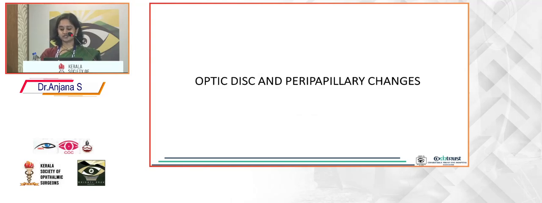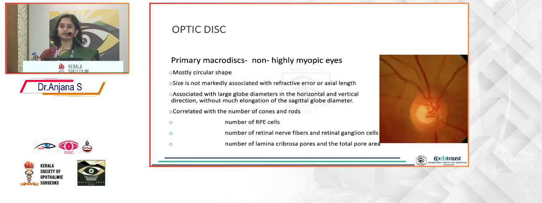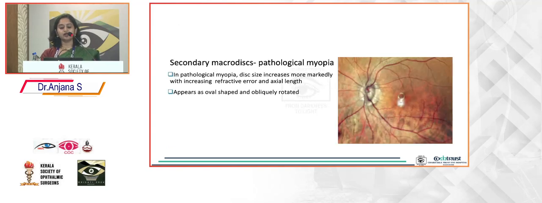Now coming to the optic disc and peripapillary changes, basically we have two types of macro discs in myopic eyes. The first is the primary macro disc occurring in non-highly myopic eyes, and these are mainly circular in shape. The size is not markedly associated with refractive error or axial length. These eyes do have large globe diameters, mainly in the horizontal and vertical direction, without much elongation in the sagittal globe diameter. The large disc size is because of an increase in the number of rods and cones, the number of RPE cells, the number of nerve fiber layers and ganglion cells, and the number of lamina cribrosa pores and the total pore area. Now coming to the secondary macro discs, these are mainly seen in pathological myopia.